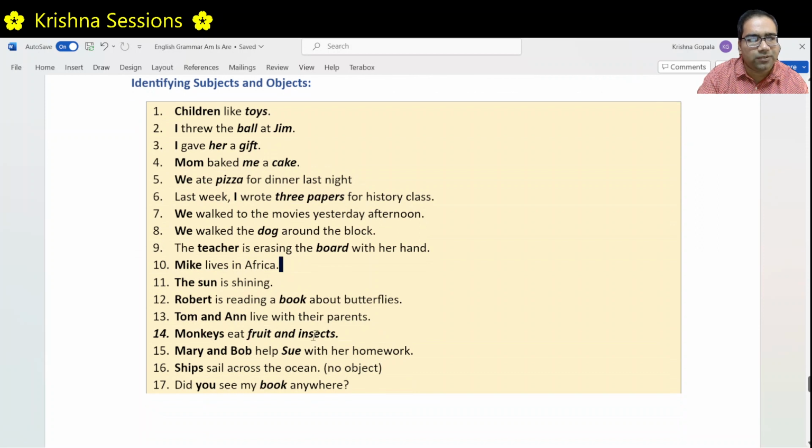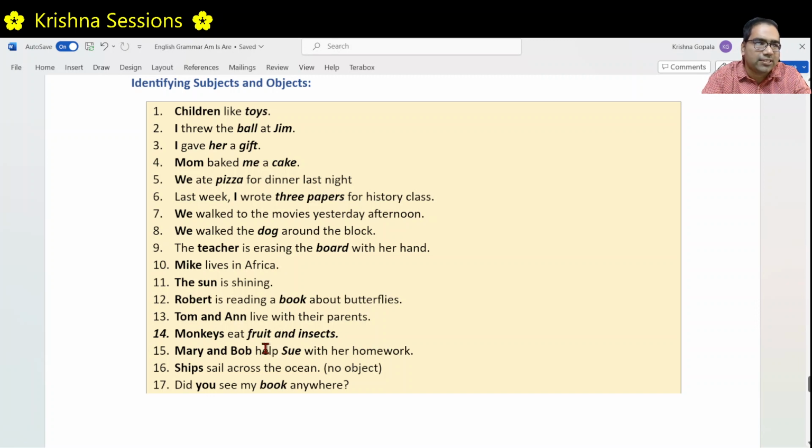Monkeys eat fruit and insects. Monkeys eat what? Who eats fruits and insects? We will give the answer to the subject: monkeys. And monkeys eat what? We will give the answer to the question, the object. They eat fruit and insects. Fruit and insects are directly taking the action of the verb eat. That's why fruit and insects are objects.